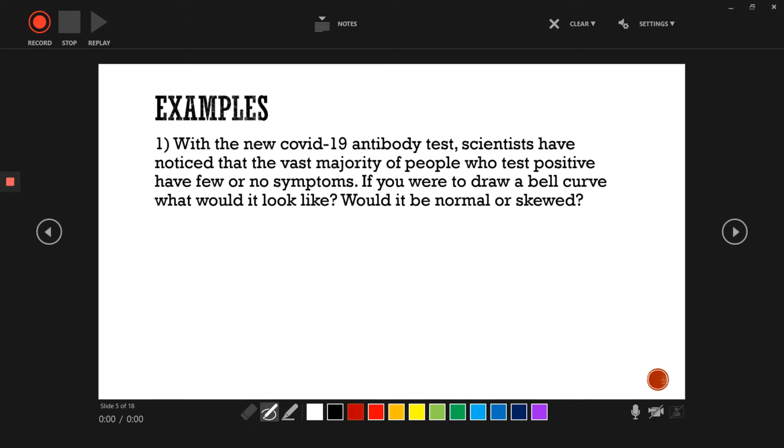So let's do examples. With the new COVID-19 antibody test, scientists have noticed that the vast majority of people who test positive have few or no symptoms. So if you were to draw a bell curve, what would it look like? Would it be normal or skewed? So if we did number of symptoms, it said the vast majority of people have few or no. So if we did less symptoms and more symptoms and we were to graph this, you know, the vast majority having less symptoms, it's going to be skewed positive, right? Remember, the way that the funny tail goes, positive or negative, is the direction of the skew.